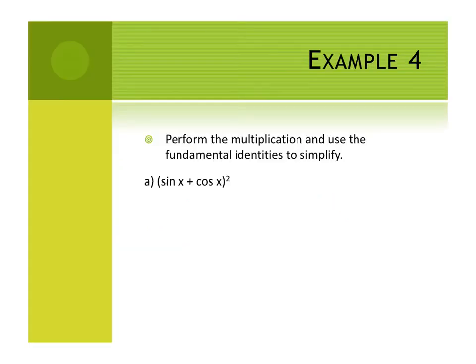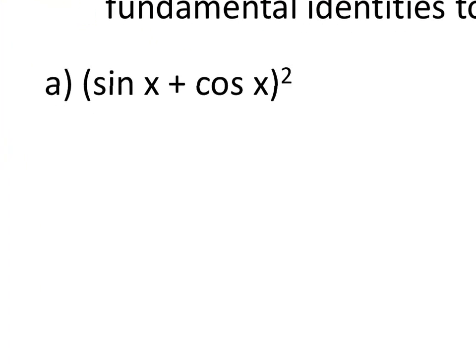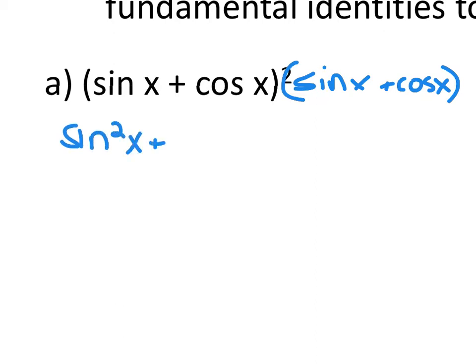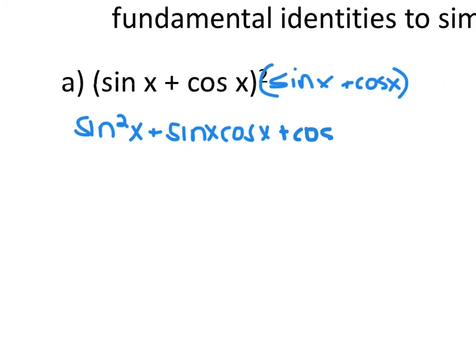All right, this one says perform the multiplication and use the fundamental identities to simplify. So now it wants you to multiply. Do I distribute that squared? Does this become sine squared x plus cosine squared x? No, I have to expand it and FOIL it, right? So this would be sine of x plus cosine of x, and then FOIL it out. Sine times sine is sine squared x, plus sine x cosine x, plus cosine x cosine x.